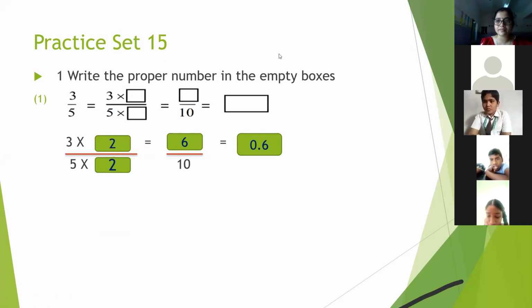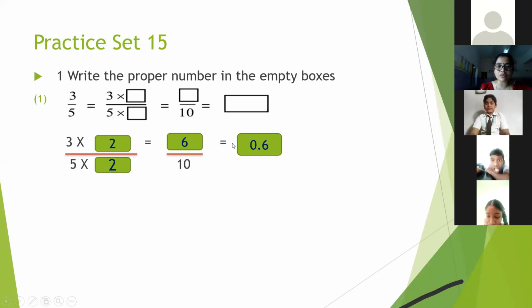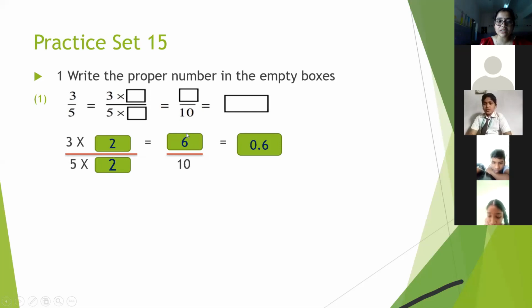Got it, student? Got it, everyone? Okay, so it has become 6 upon 10 equals, then what I have taught you, after 1 there is 0 here, so you will move 1 place. I have moved here 1 place, then I have put a decimal over here, then it is 0. Got it, everyone?